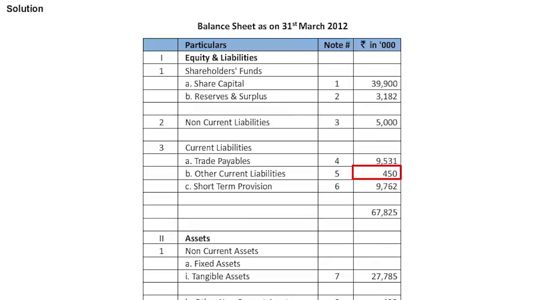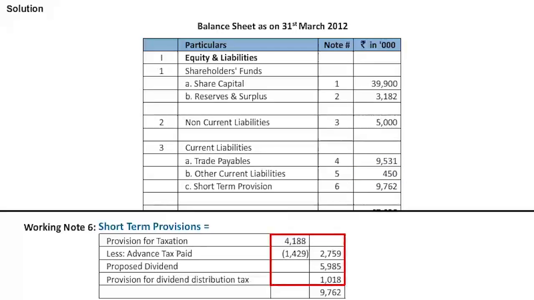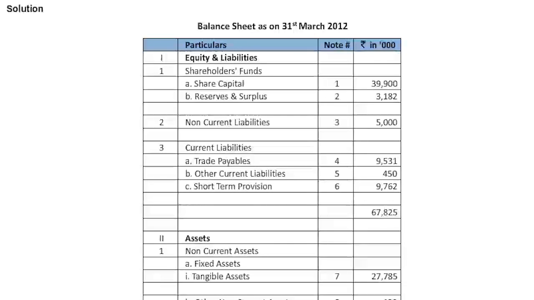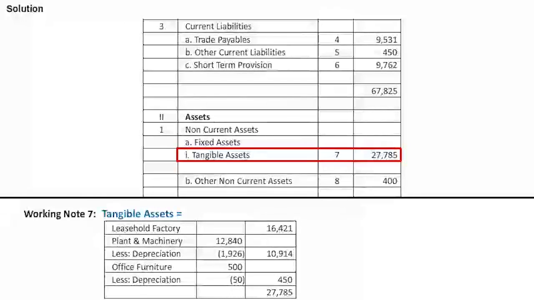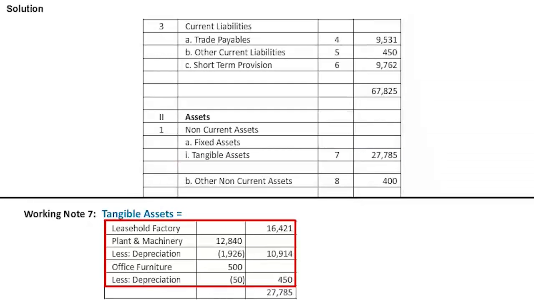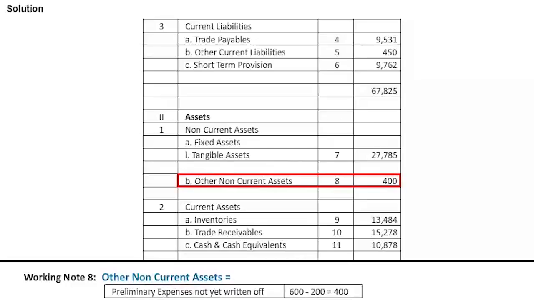That is, then this we have already seen, that is interest, outstanding interest on bank loan. Now the short-term provisions, note number 6, all we have seen, right? So 9,762. So now your total liabilities 67,825. Now come to assets, tangible assets, note number 7, all the assets we have seen. So 27,785 done.